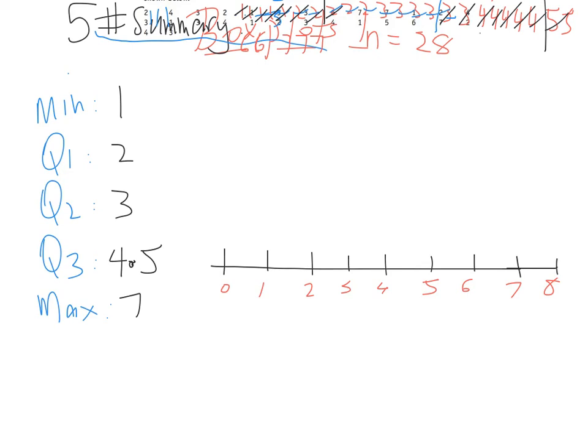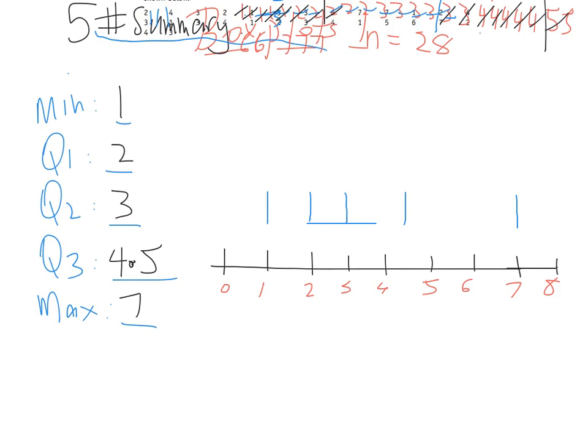So we want to draw a box plot. Now, we draw a box for this. So what we do is we have our minimum of 1, so we put a line here at 1. We've got a Q1 of 2, so I'm going to put a line here at 2. Median of 3, so I'm going to put a line here at 3. And we've got a Q3 of 4.5, so I'm going to go over here to 4.5 and put in another line. And then we've got a maximum of 7, so I'm going to put in another line there at 7. And now Q1 to Q3, that's where our box is.